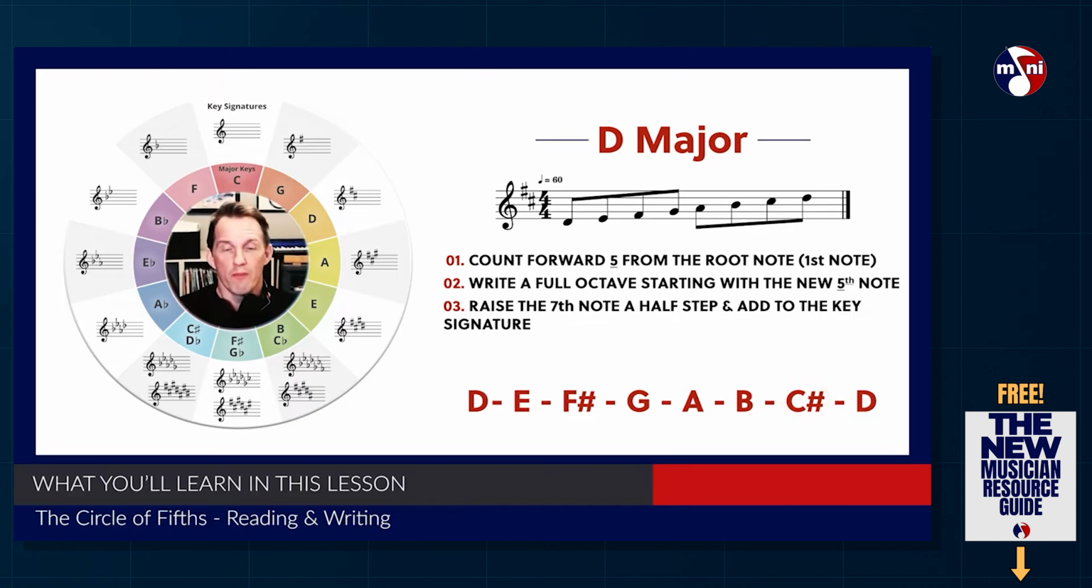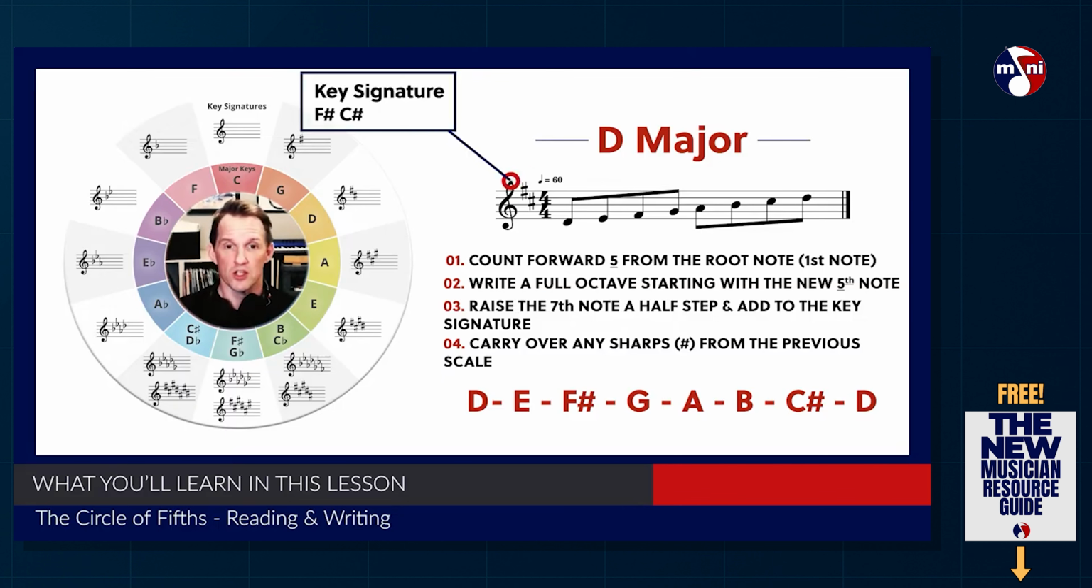Now, the uber important step number 4. Carry over any sharps or flats that featured in the previous key. In this case for G major, we had F sharp, so we carry over the F sharp. Now with your new musical key being D major, this now features 2 sharps, F sharp and C sharp. We have now just formed the D major scale.